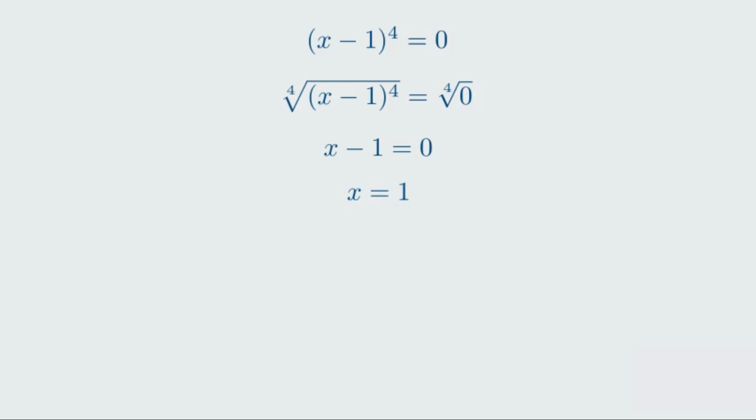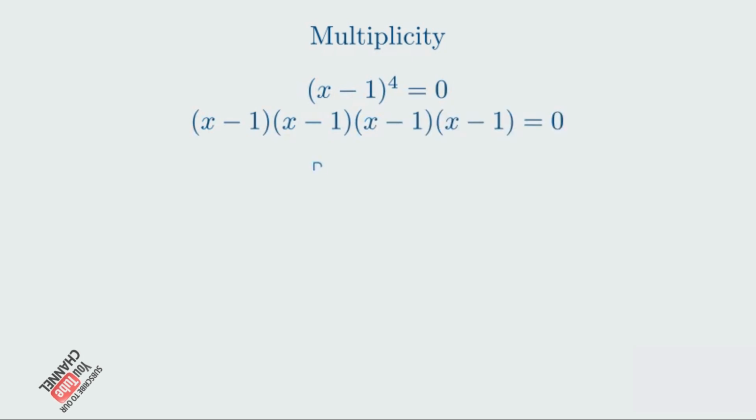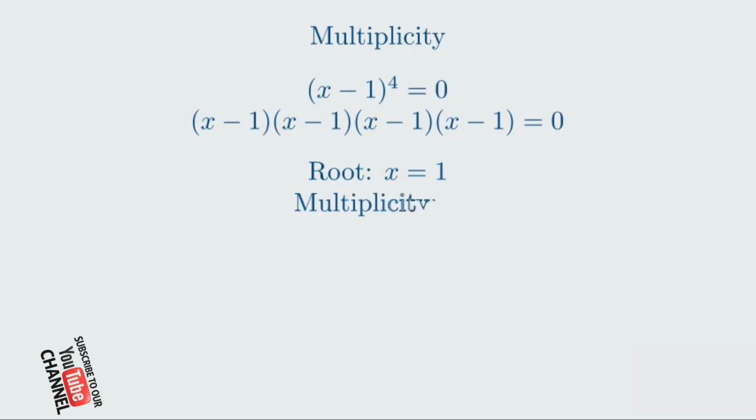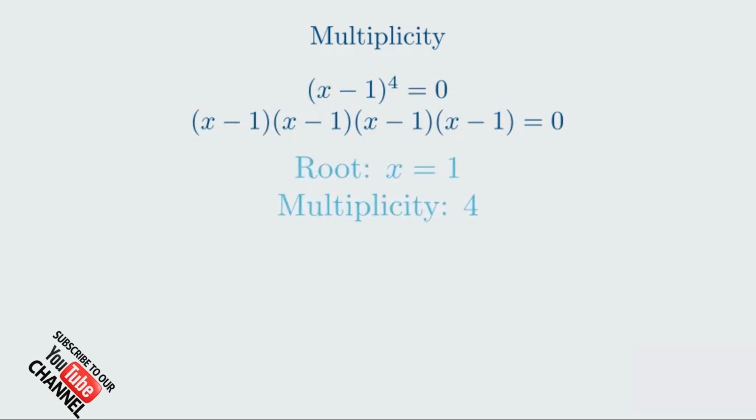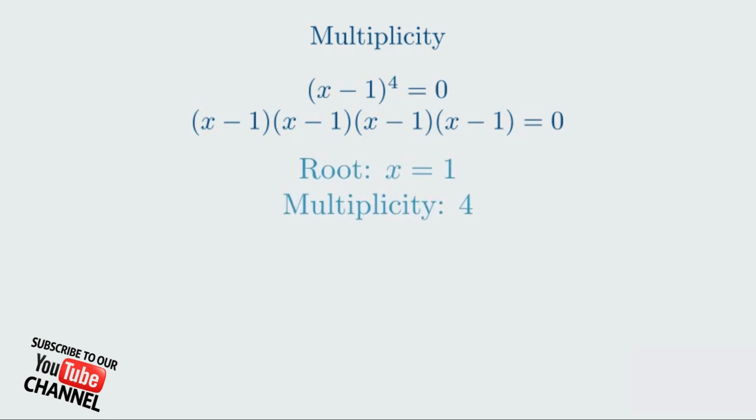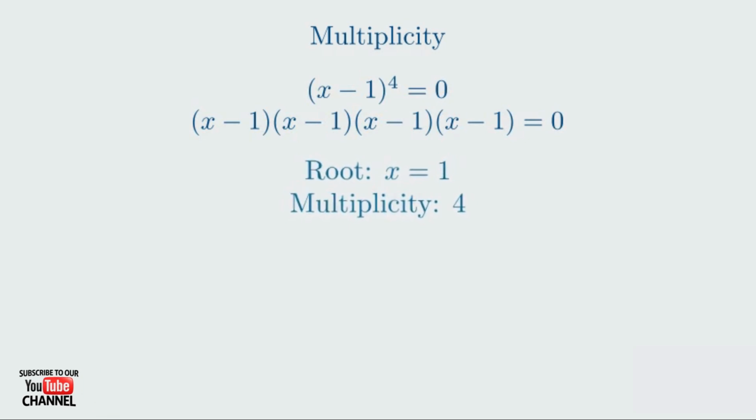This might seem surprising because we expected 4 roots for a quartic equation. But remember, when we have a factor that appears multiple times in the polynomial, we call it a root with multiplicity. In our factored form, x minus 1 appears 4 times. This means that x equals 1 is a root with a multiplicity of 4. It counts as all 4 of the roots we expected. So, our final answer is x equals 1.